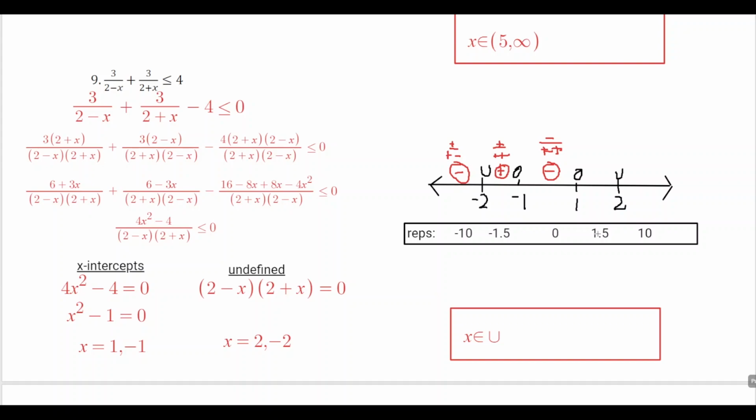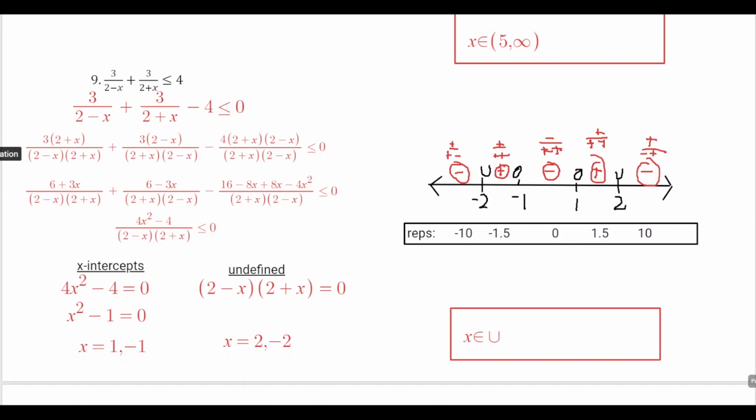If I plug in 1.5, I'm going to get a positive divided by a positive times a positive. So once again, we got a positive interval. And then finally, if I plug in 10, I'm going to get a positive over a negative times a positive. So that's going to be negative.